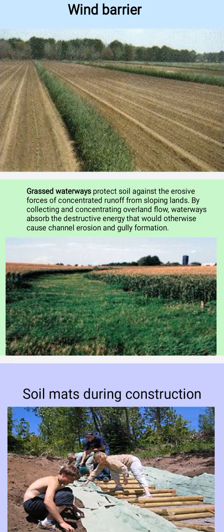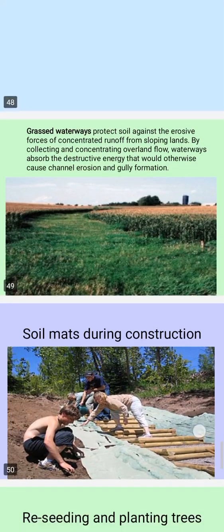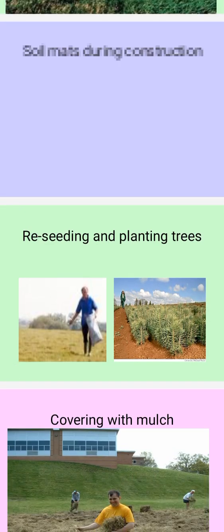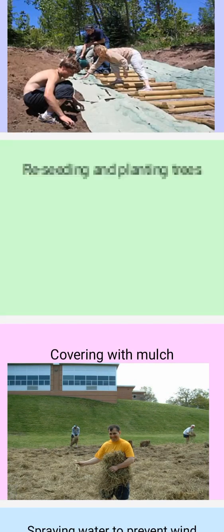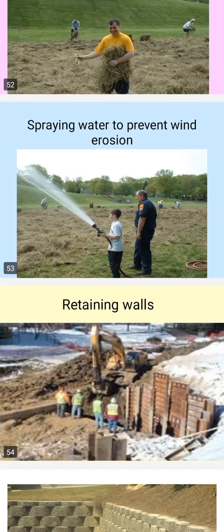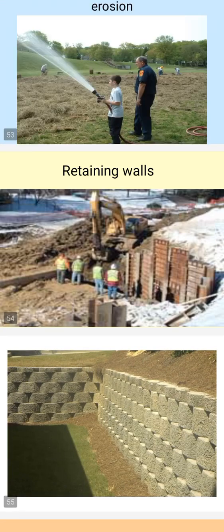Grassed waterways protect soil against the erosive force of concentrated runoff from sloping lands by collecting and concentrating overland flow. Waterways absorb the destructive energy that would otherwise cause channel erosion and gully formation. Other measures include soil mats during construction, reseeding and planting trees, covering with mulch, spraying water to prevent wind erosion, and retaining walls.